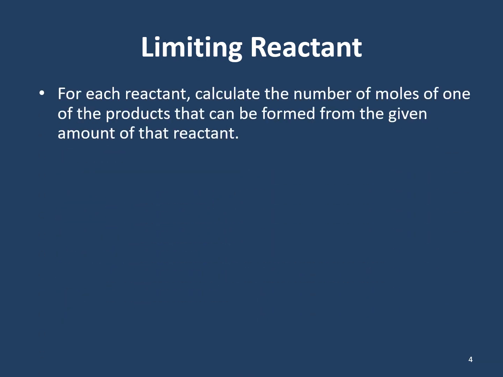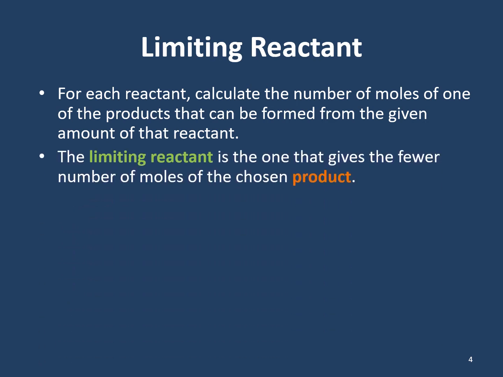So to give you an idea here, for each reactant, let's calculate how we determine what the limiting reactant is. We take the amount of each reactant that we're given and we calculate how many moles of one particular product we can make from both reactants. Whichever one forms less product would be the one that limits the supply of product and therefore is the limiting reactant. And that's the mole or mass value that we use to do our calculations. The limiting reactant is always the one that's going to give us fewer moles of the chosen product, and we'll do an example calculation in a second.